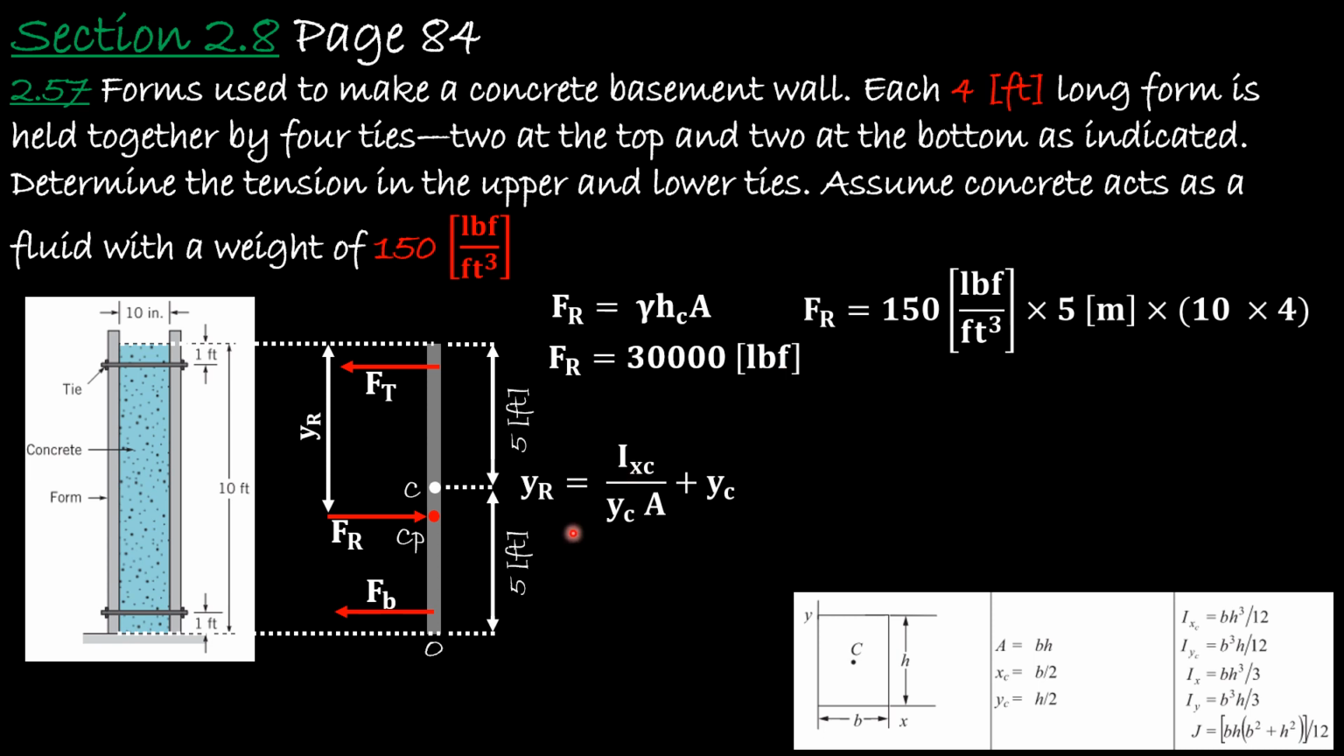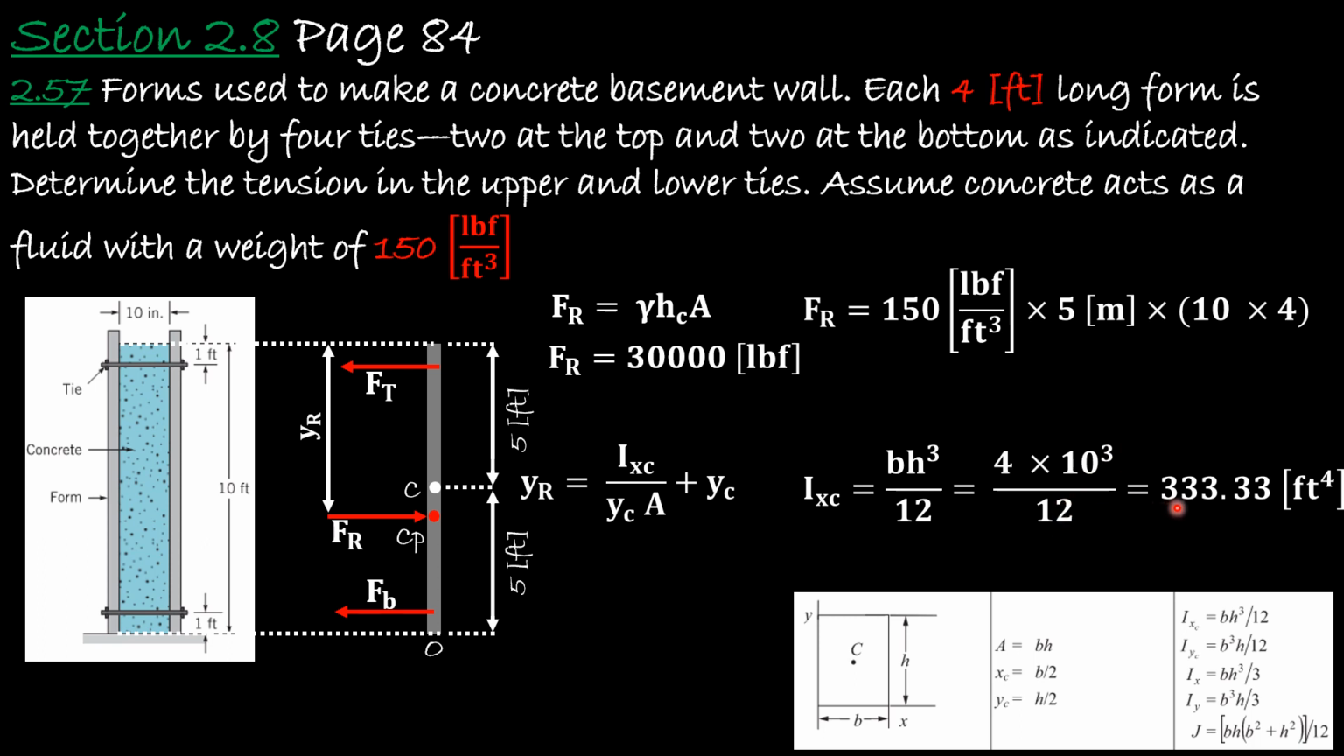Now we want to use this equation to locate the hydrostatic force. Here Y sub C is the distance from the water surface to the centroid, so that's 5. The area, we said 10 times 4, which is 40. Now we need to find the area moment of inertia, where the axis of rotation acts at the center. It will be this equation, which is base times height cubed over 12. The base is 4, the height is 10, cubed, divided by 12. It will give you 333.33 feet to the power 4. Now let's plug in the values that we found. So this Y sub R will be 6.66 feet.